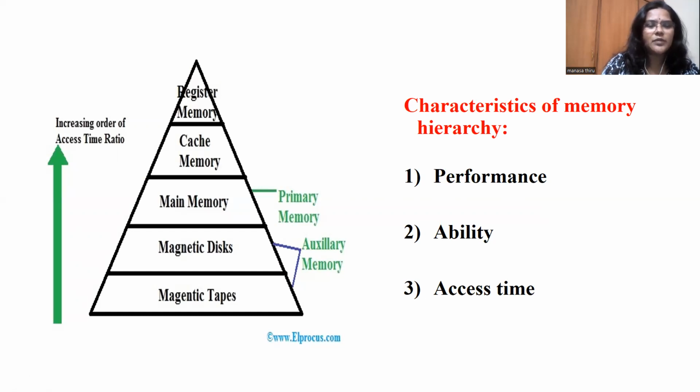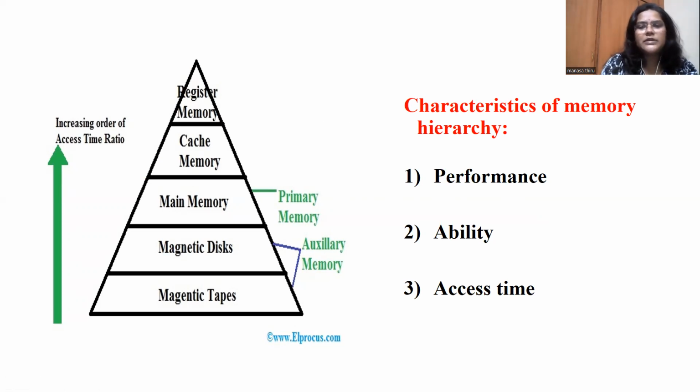And next is cache memory. Compared to the register memory, cache memory is bigger, so it is placed second. And the third one is main memory, and the fourth one is magnetic disks. And lastly, magnetic tapes.